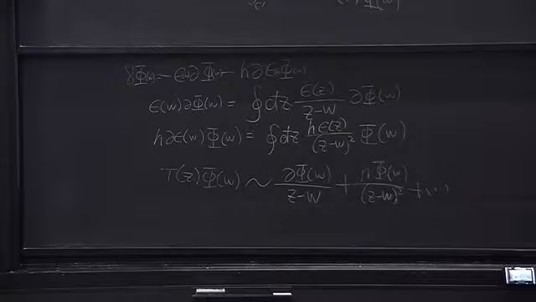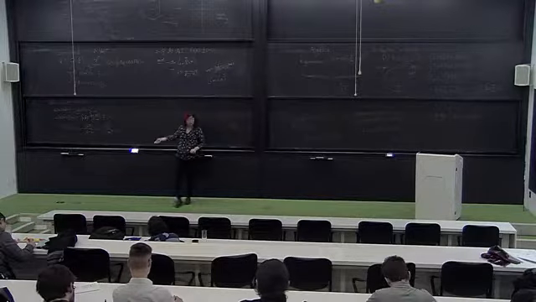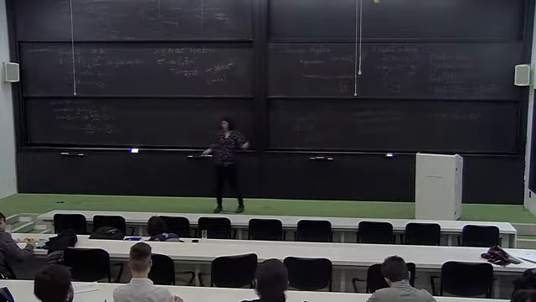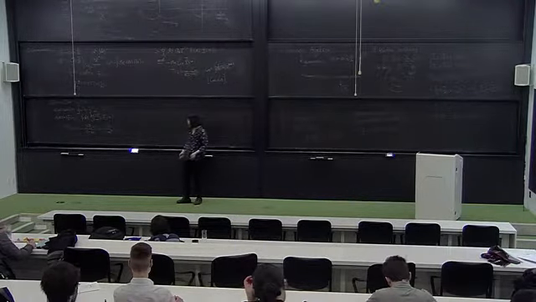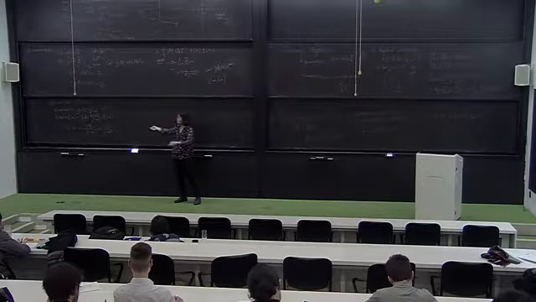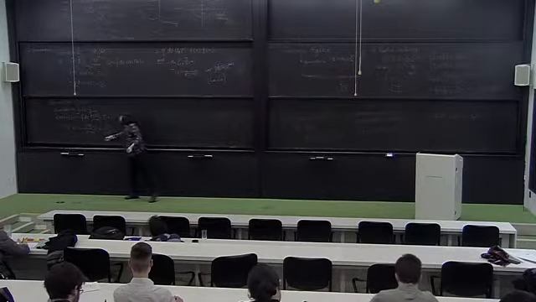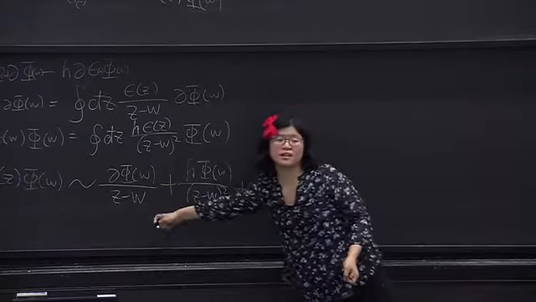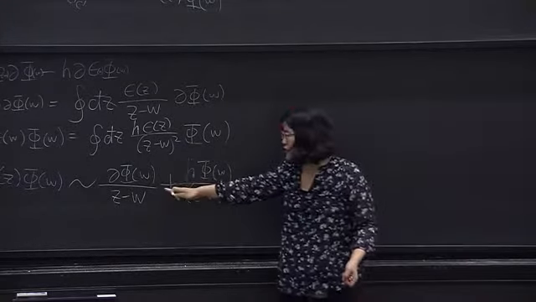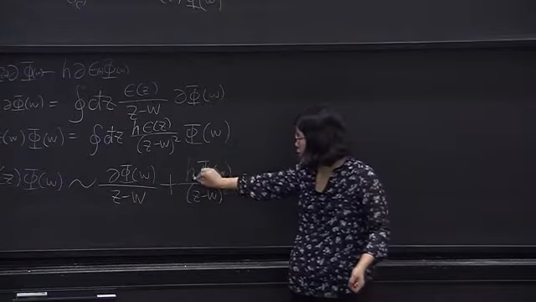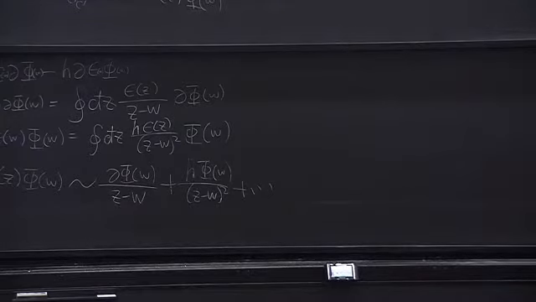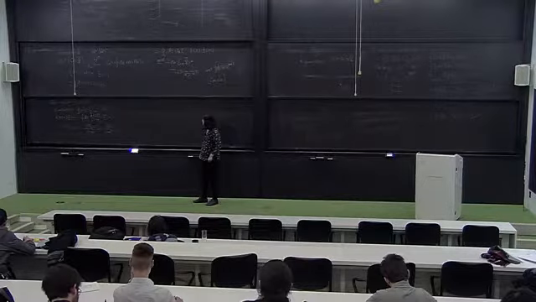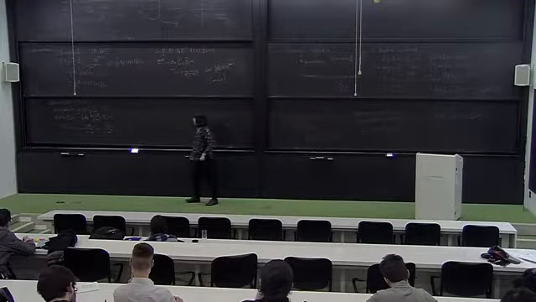Then sometimes people actually just use this to define a primary field. Say, I have no idea how a primary field will transform under a symmetry, but I can do some measurements to see how it behaves with the correlation function of T(z). So they do some measurements, they realize the singular behavior is like this. The first term is like this, the second term comes with an h, and then there's no other poles. Then we call this a primary field.